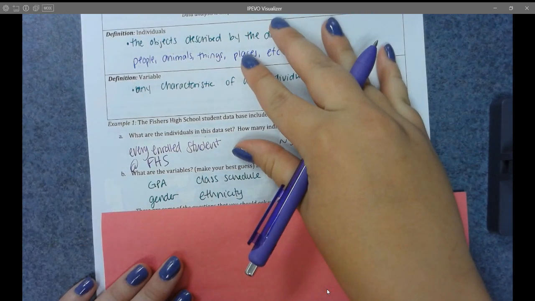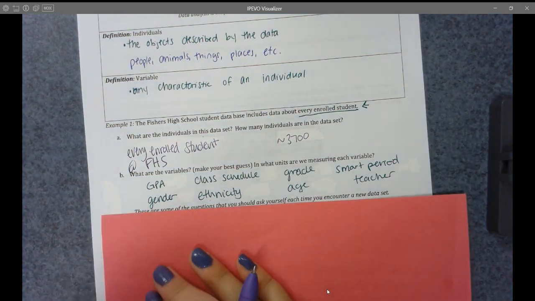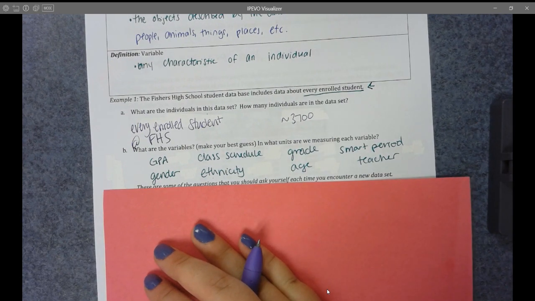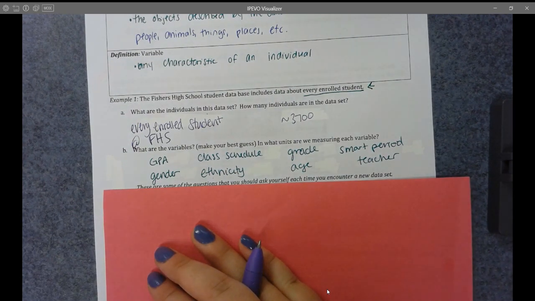Here are some variables that I came up with. Maybe we want to know about the student's GPA. Maybe we want to know their gender, their ethnicity. We have information about their class schedule. We know which grade level they're in. We know their age. We know their smart period teacher, and so on and so forth. You may have different ones than me. You may have the same as me. That's okay. There's probably lots more that I don't have on here.